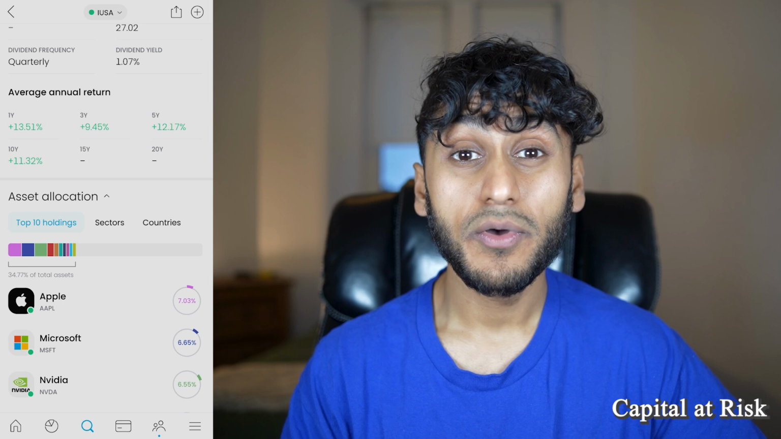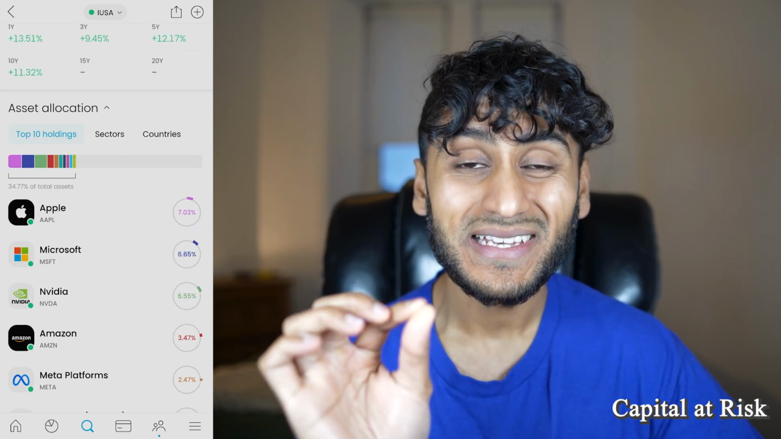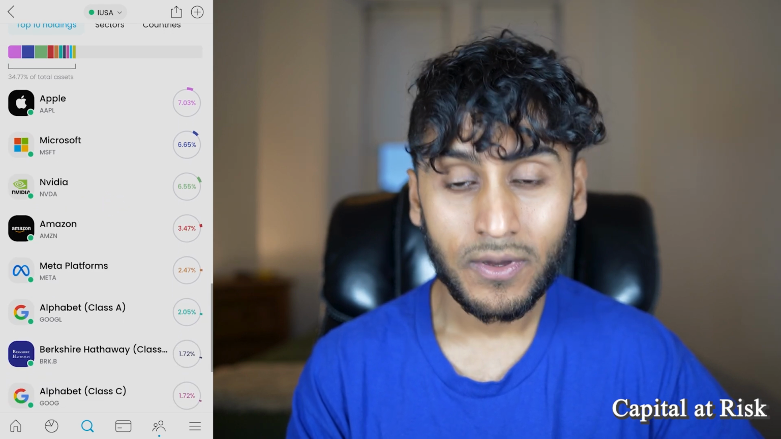Now like I said, one of the most important things is the asset allocation. Every company might slightly change around the asset allocation of the S&P 500. For example, with iShares S&P 500, you're getting 7.03% in Apple, 6.65% in Microsoft, 6.55% in Nvidia, 3.47% in Amazon, and so on and so forth.